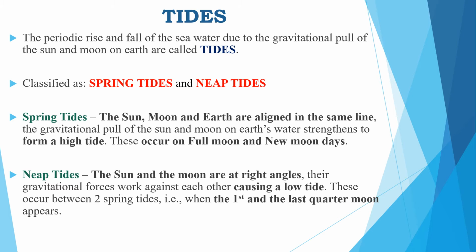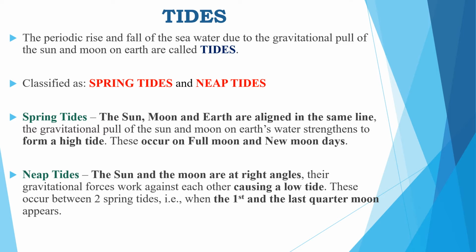Tides. The periodic rise and fall of the sea water due to the gravitational pull of the sun and moon on earth are called tides. They are divided into spring tides and neap tides. What are spring tides? When the sun, moon, and the earth are in the same line, the collective gravitational pull of the sun and moon on Earth's surface strengthens to form a high tide known as spring tide. Such tides occur on full moon and new moon days.